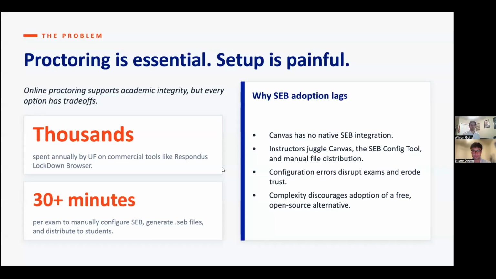Proctoring is essential, but setup is painful. A common problem that we face with proctoring nowadays is that there are only a few tools which dominate the commercial space. Respondus, Lockdown Browser, and HonorLock are two of these tools, which the University of Florida pays $1,000 a year to use. Safe Exam Browser is another proctoring service which is built open source, so it's free to use, and we could own all of our data.